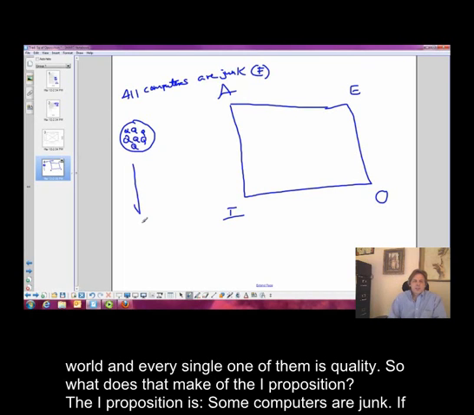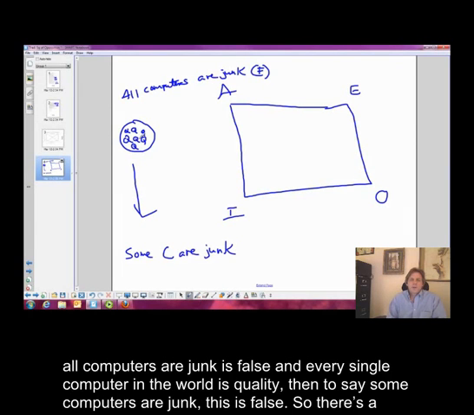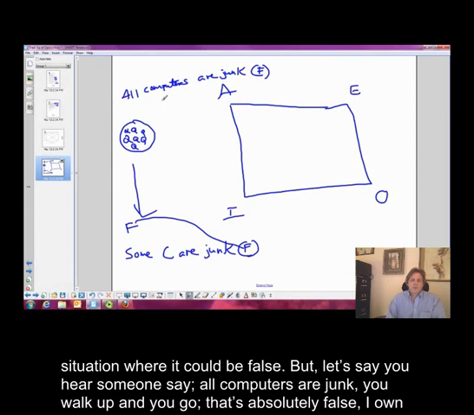Okay? So what does that make of the I proposition? The I proposition is some computers are junk. Okay? If all computers are junk is false, and every single computer in the world is quality, then to say some computers are junk, this is false, right? So there's a situation where it could be false.